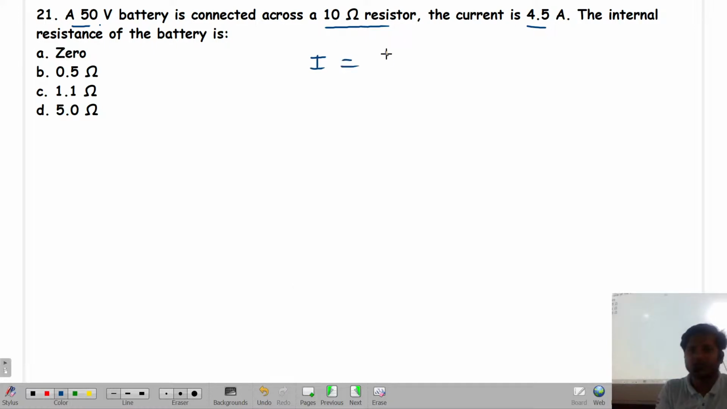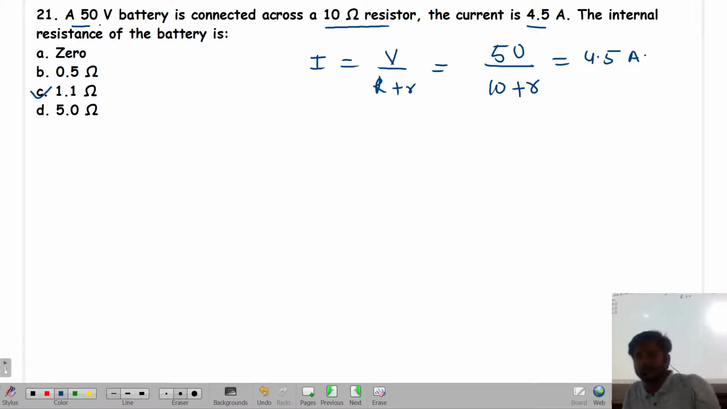I is equal to V by R plus r. This is the formula I will apply or not? Voltage is given 50. 10 ohm is the main resistor. 10 ohm internal resistor you have to calculate. Current is 4.5 ampere. We will solve it and get the answer 1.1. Understood or not?